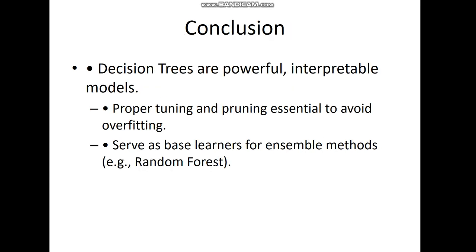So let me wrap up with a few final takeaways. Decision trees are powerful, inherently interpretable models that shine when you need human-readable decision rules. However, overfitting is a common pitfall, so pruning, either pre or post, and careful hyperparameter tuning, max depth, minimum samples per leaf, etc., are essential to achieve good generalization. Because individual trees can be unstable, they often serve as a base learner in ensemble methods like random forest and gradient boosting machines, which combine many trees to reduce variance and boost accuracy.